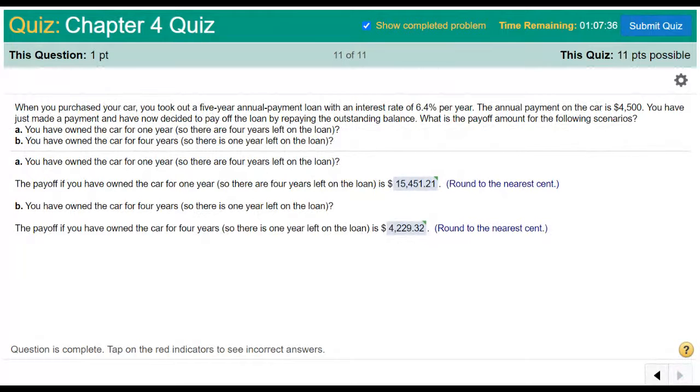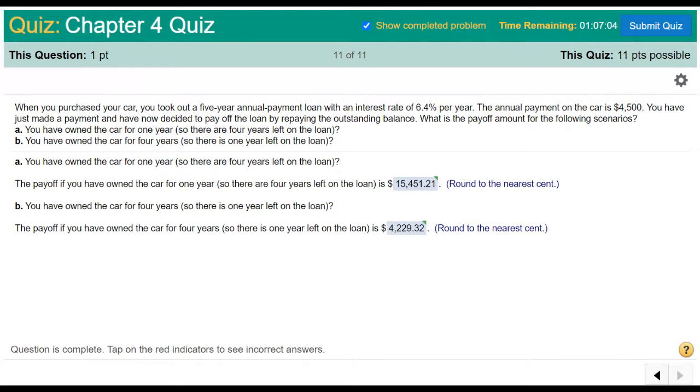All right, let's finish up. Here, you buy a car and you want to know the payoff amount, right? So we're going to say N equals 4. This is annual. N equals 4, right? IY equals 6.4, right?